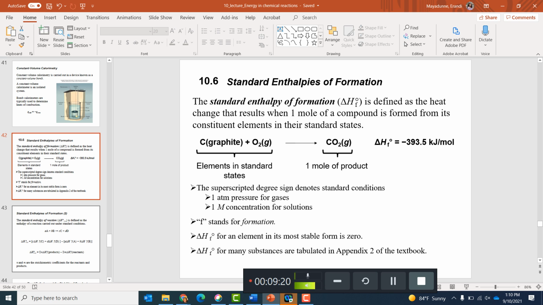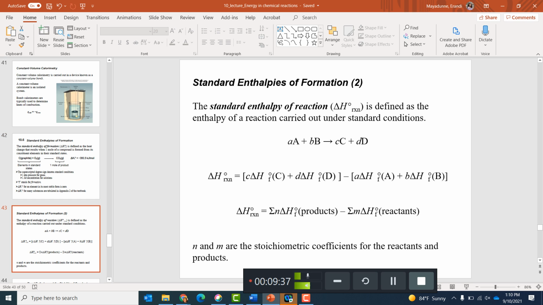And then we go to the standard enthalpies of formation. If you have to find the energy change for a particular reaction, you find the enthalpy of the products and then you find the enthalpy of the reactants. Products minus reactants is the enthalpy of the reaction. That's what I'm showing here: A, B are reactants, C, D are products. Get the enthalpy of the products, multiply by the number of moles present, add all the products, and then subtract the reactants.